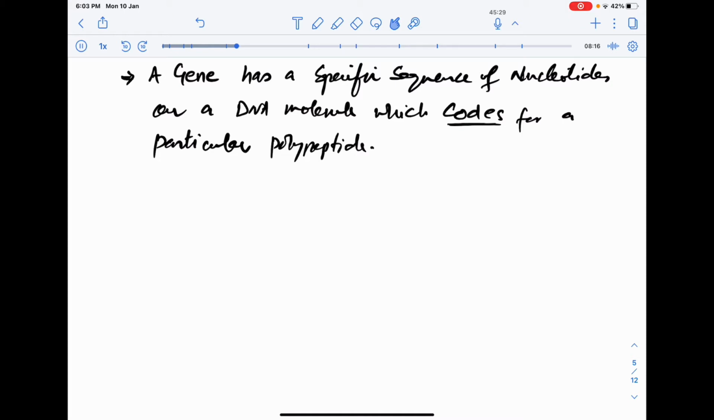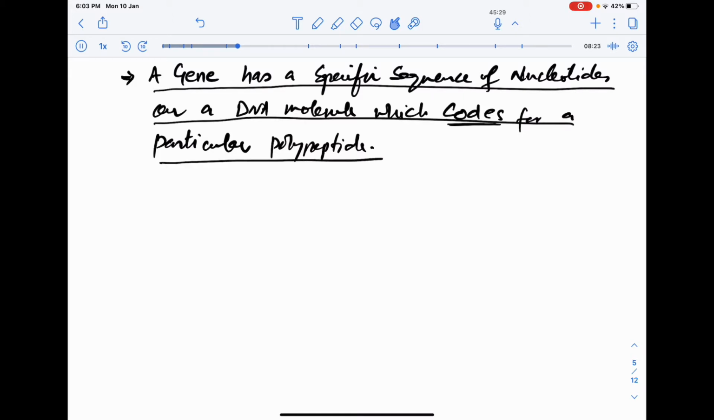So if there are two different types of polypeptides in an insulin molecule, there will be two genes involved in the synthesis of insulin. Similarly, there are two types of polypeptides in a hemoglobin molecule, two alpha globin and two beta globin. So there will be two genes involved in the synthesis of a hemoglobin molecule. So now let's see, if this is a DNA molecule.